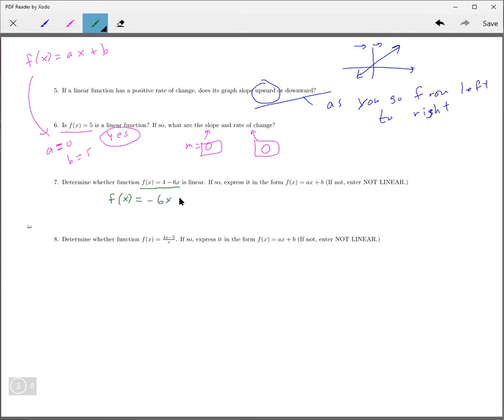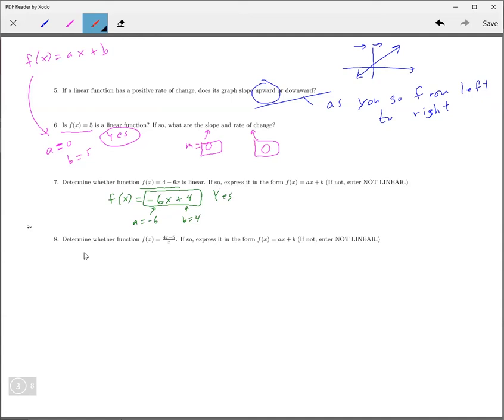So it's negative 6x plus 4. And so a is negative 6 and b is 4. So the constant rate of change is negative 6 and the initial value is 4. Okay, so the answer here is yes. And if you write it f of x equals negative 6x plus 4, that does the trick. Okay, number 8.